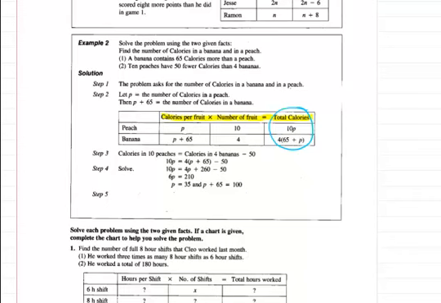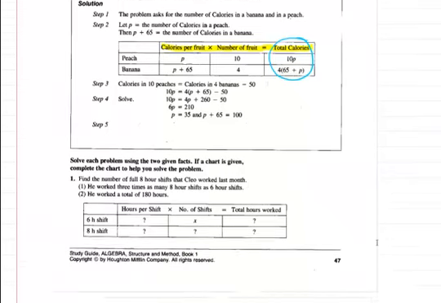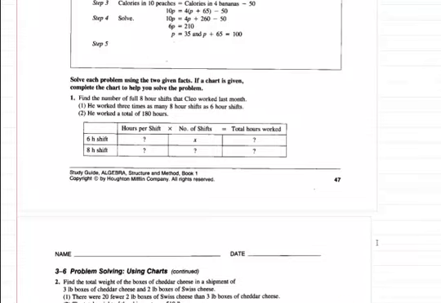All right, next. Let's do this first example together. So find the number of full 8-hour shifts that Clio worked last month. So here are the two things that we know. We know that Clio worked 3 times as many 8-hour shifts as 6-hour shifts, and he worked a total of 180 hours.